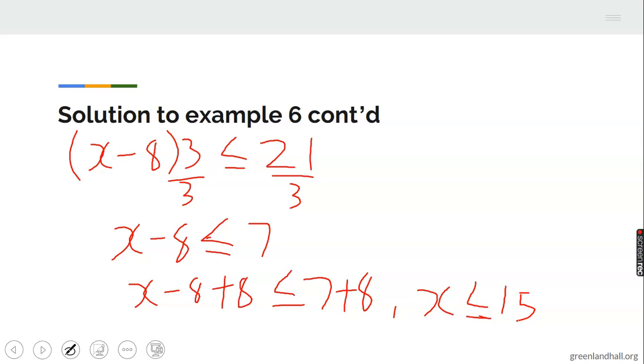So you can also check whether your answer is right or wrong. If you insert 15 into this inequality, this will give us 15 minus 8. That will be 7. 7 is equal to 7. Then if you put 14, 14 minus 8 will be 6. 6 is less than 7. If you put 13, like that, it means it's a solution.